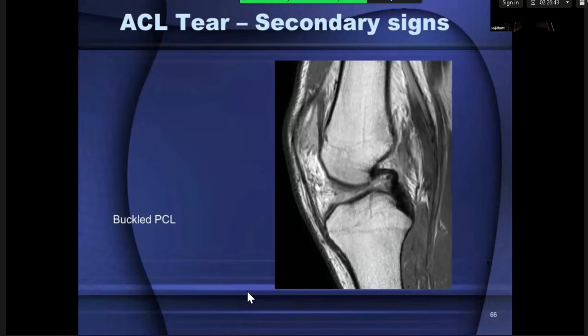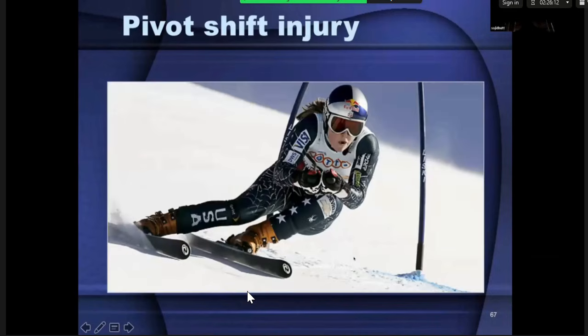You get a buckled PCL. Normally the PCL has a shape like that, but when it becomes buckled like this, that's a sign. What they say is that if you draw a line from the back end of the PCL, it should cross the femur. This one's still crossing it, but I've seen it get really straight, and in that case the line drawn at the back of the PCL will just go parallel to the posterior margin of the femur. So that's what buckling of the PCL means.